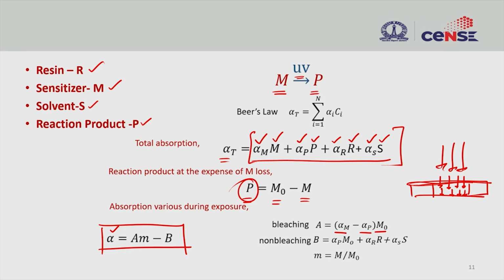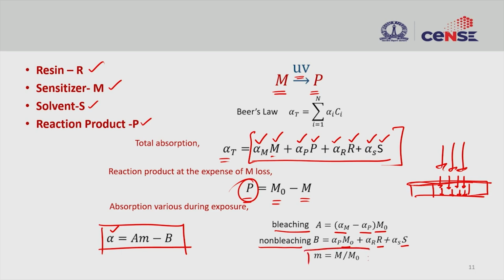But this only happens for the sensitizer M, right? The non-bleaching part is your solvent, the resin, and the product that is generated. They don't change their absorption coefficient. Only the sensitizer changes its absorption coefficient. So that part is what we call non-bleaching. The bleaching part and non-bleaching part will give you the total absorption change, right?